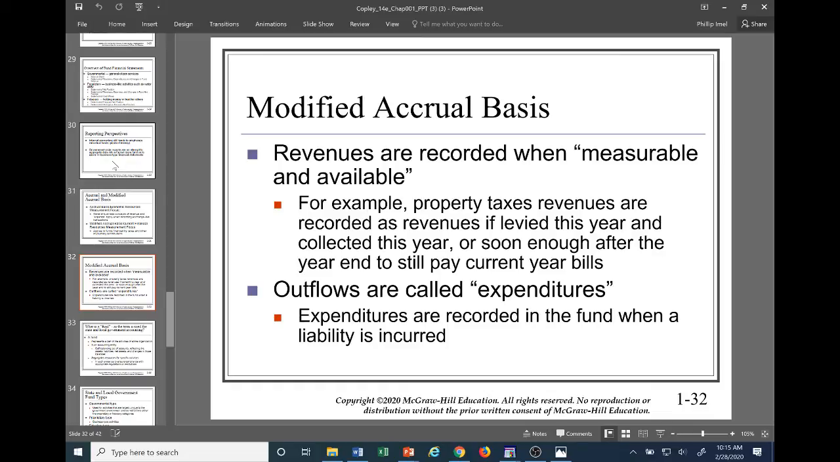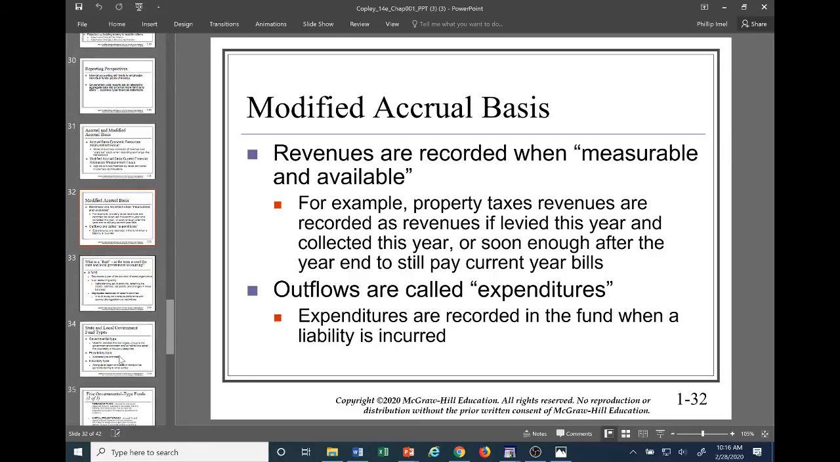What does available mean? If you've received it in time. Right. What's within 60 days after year end, right? So that's what's going to be available. And if it's not available, then it's going to be deferred inflows, right? Outflows are called expenditures.